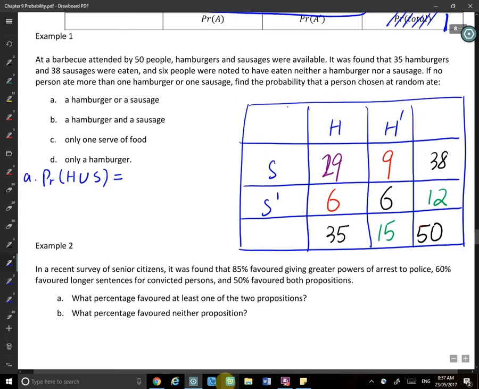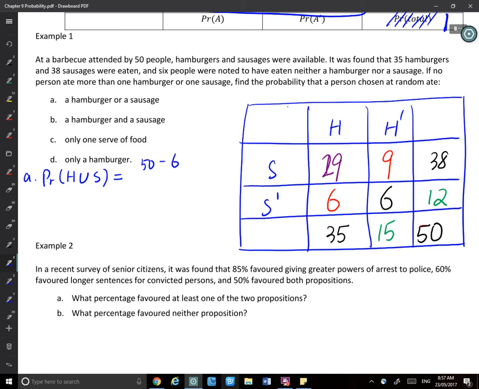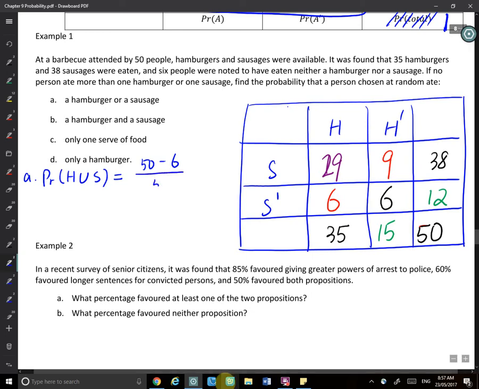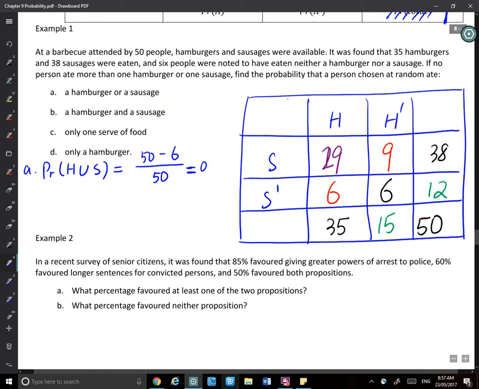So that will be 50 minus 6. Only 6 people eat nothing. Then all the rest must consume a hamburger or sausage or both of that. So 50 minus 6 divided by 50. It's asking you the probability. That's 44, so 0.88.